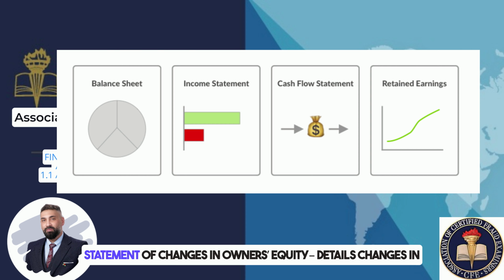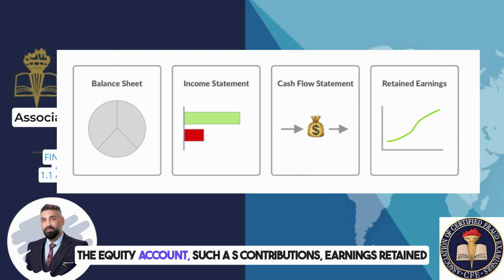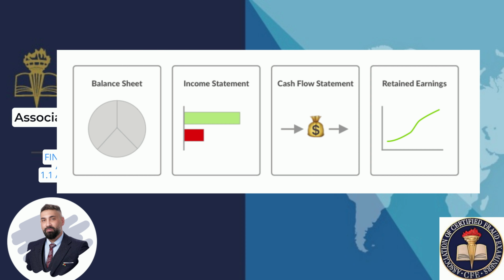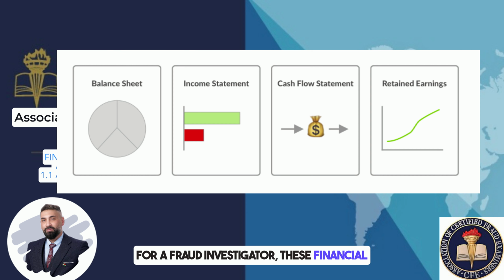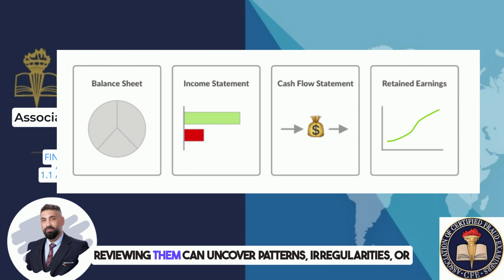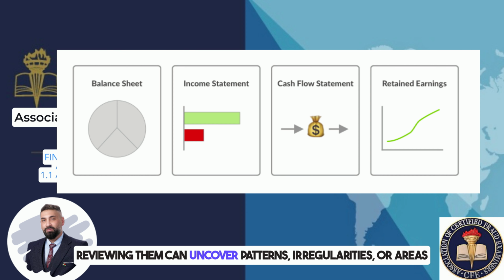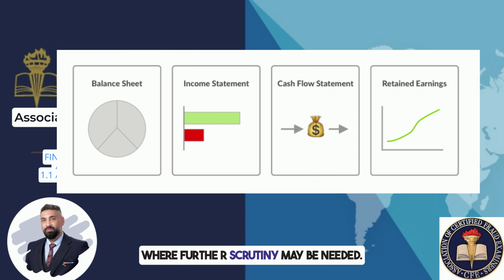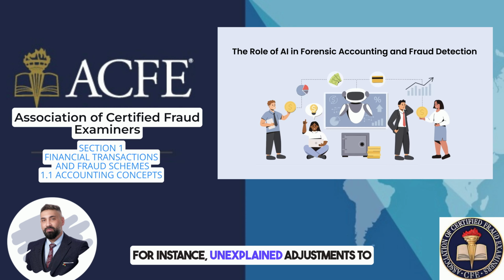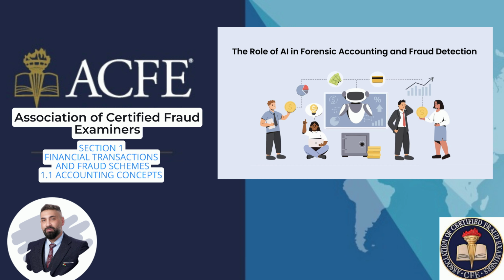4. Statement of changes in owner's equity. Details changes in the equity account, such as contributions, earnings retained in the company, or dividends paid out. For a fraud investigator, these financial statements act as a map. Reviewing them can uncover patterns, irregularities, or areas where further scrutiny may be needed. For instance, unexplained adjustments to retained earnings may indicate an attempt to obscure fraudulent transactions.